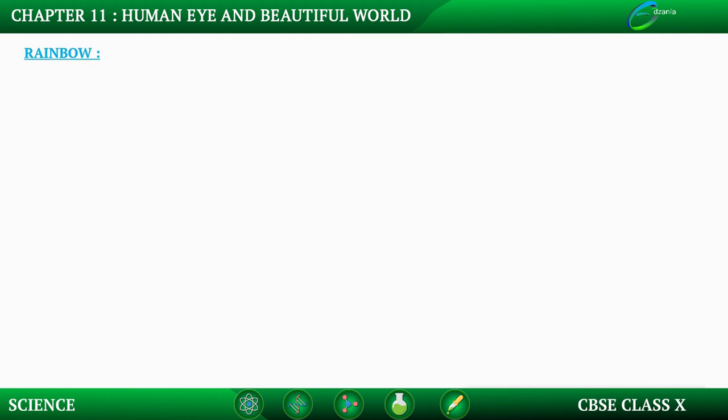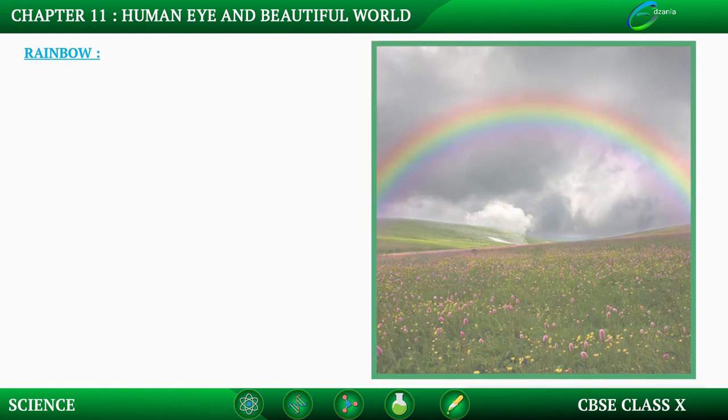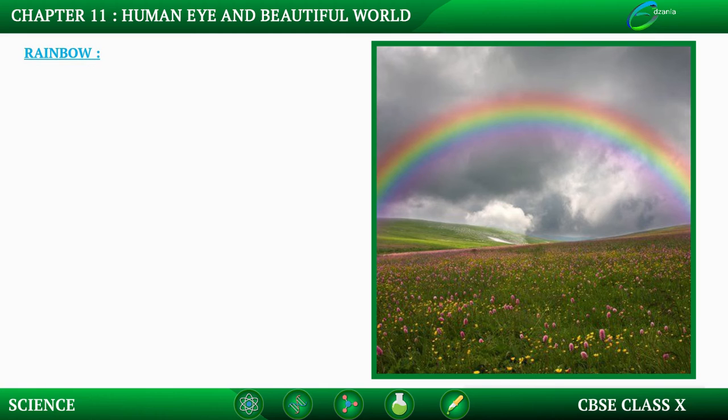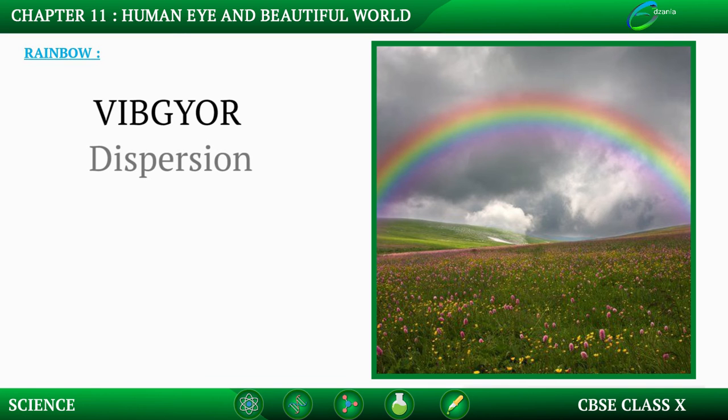You all must have observed a rainbow on rainy days. And you know that the colors of the rainbow are in the order of VIBGYOR, the same as what we have seen earlier. The rainbow is formed because of the dispersion of sunlight from the raindrops. Now, how does this happen?